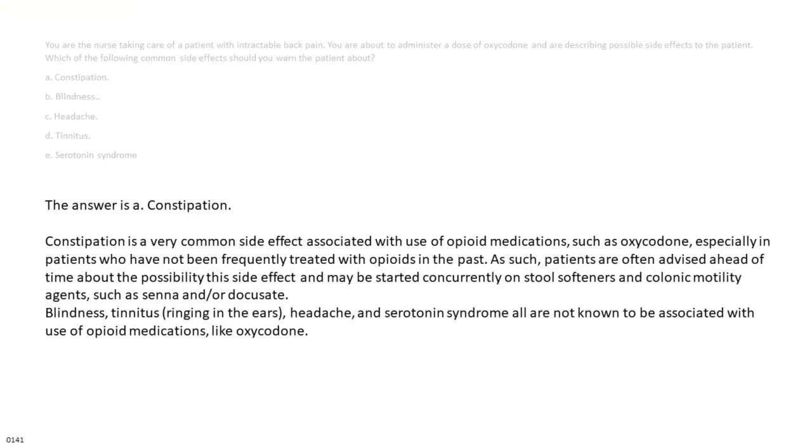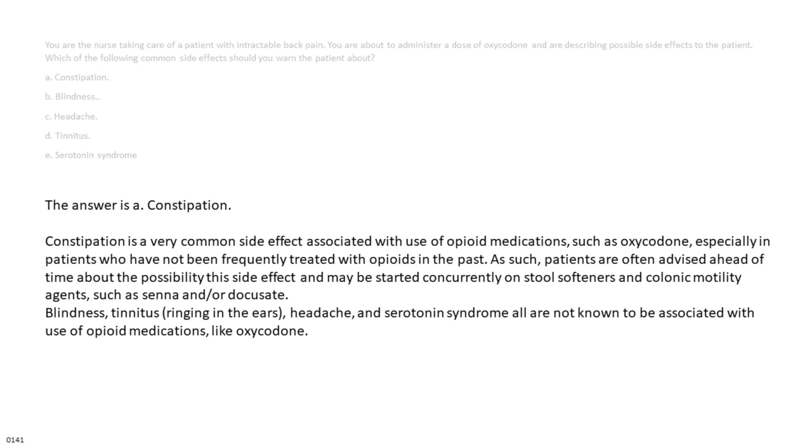The answer is A. Constipation. Constipation is a very common side effect associated with use of opioid medications, such as oxycodone, especially in patients who have not been frequently treated with opioids in the past. As such, patients are often advised ahead of time about the possibility of this side effect and may be started concurrently on stool softeners and colonic motility agents, such as Senna and Docusate.